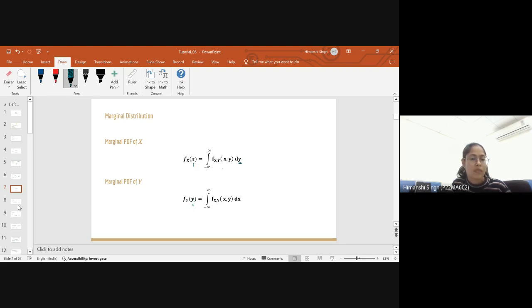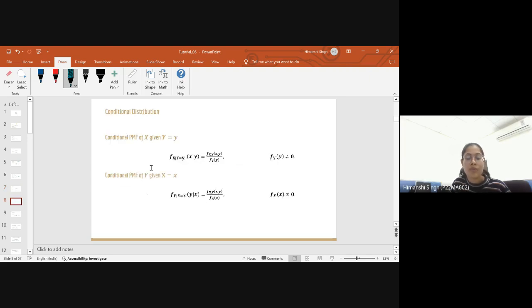And if I want to calculate the conditional density of x given y, note that x given y is also a random variable. The density of x given y will be nothing but the joint density of x comma y divided by the marginal of y. And the conditional density for y given x will be the joint density divided by the marginal for x. These are the conditional distributions, and of course we need the marginal f_Y(y) and marginal f_X(x) to be non-zero, otherwise this will not be defined.